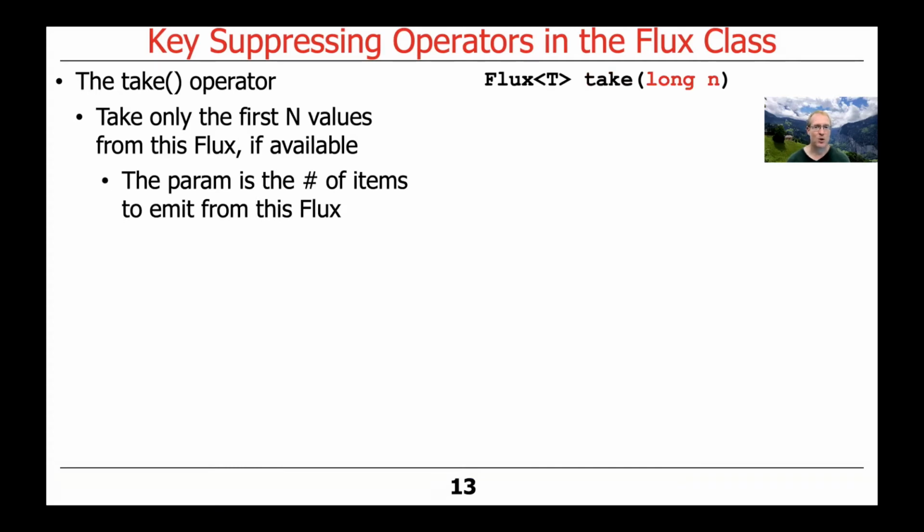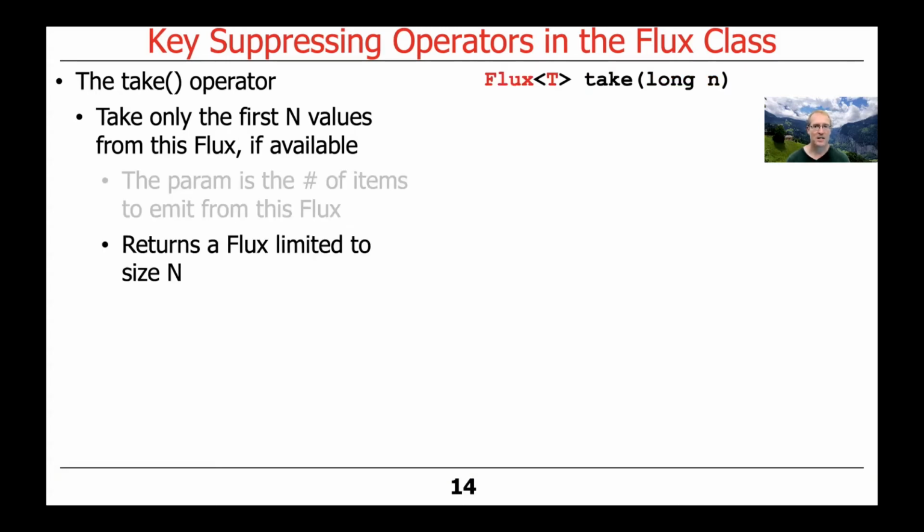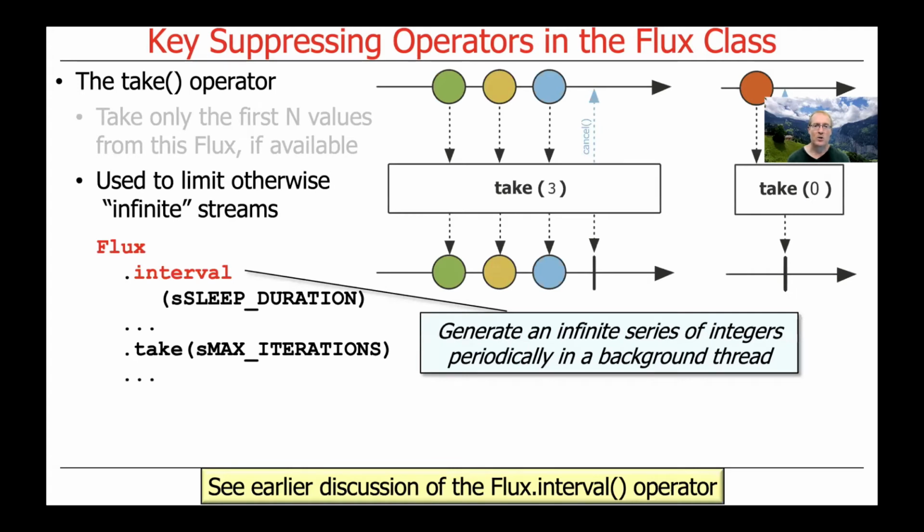This method, the take method, is going to be passed n, and that's the number of items we want to emit from this Flux. It returns a Flux that's limited to n items, so it cannot be bigger than n. It could be less than n, but it's not going to be bigger than n. We typically use take in order to limit what are otherwise going to be infinite streams. So here you can see an example we looked at just a few minutes ago where we use the interval method to generate values starting at zero up to infinity. It'll keep going forever at that period.